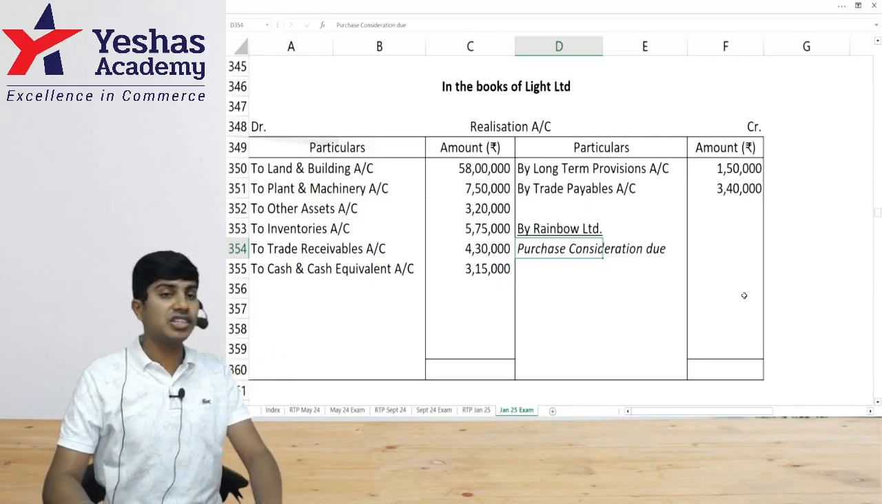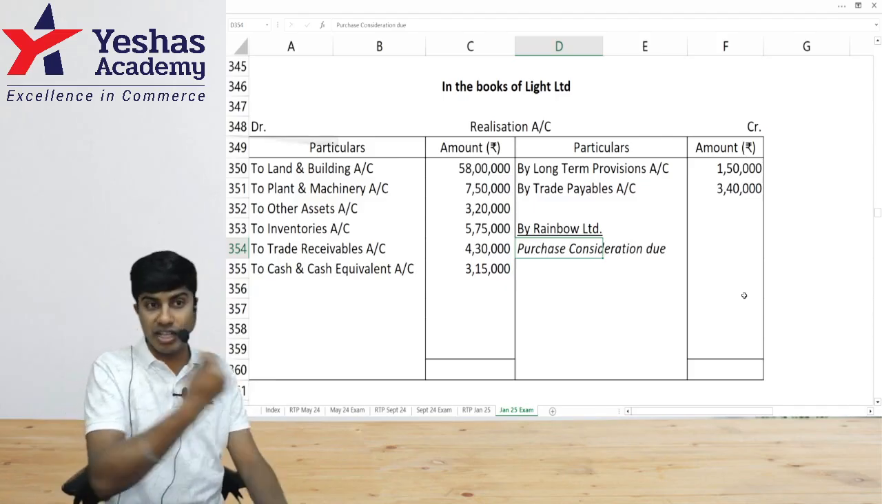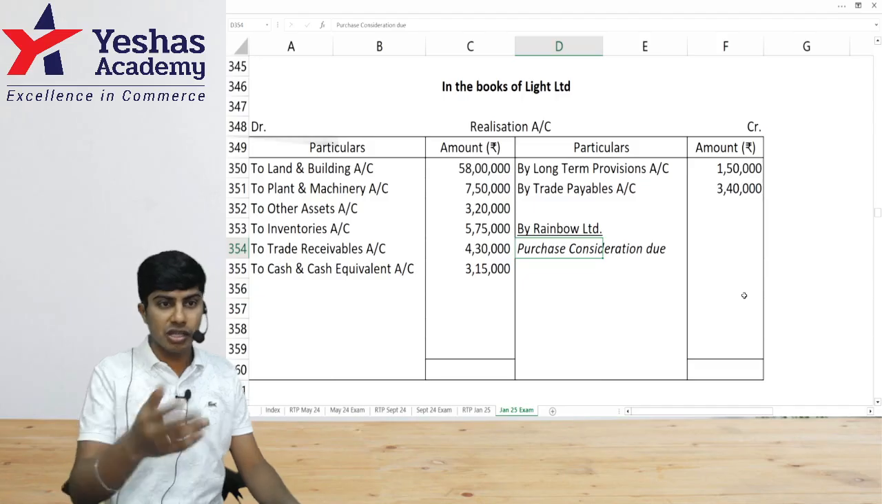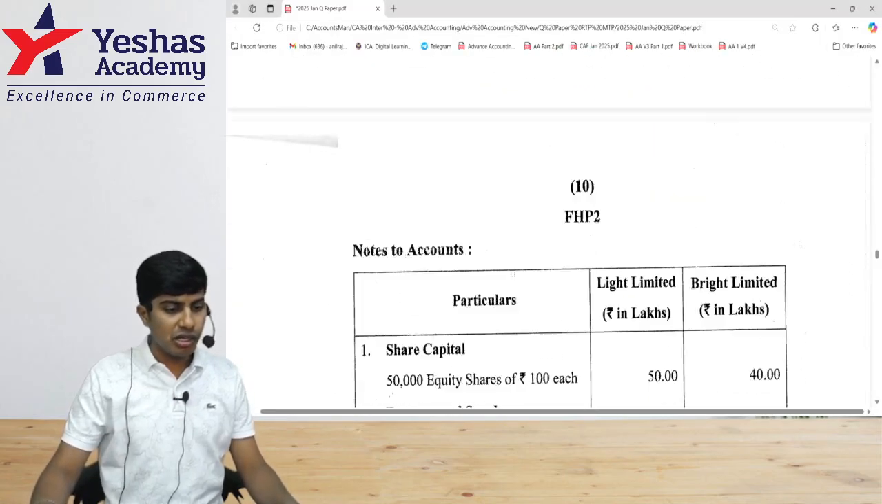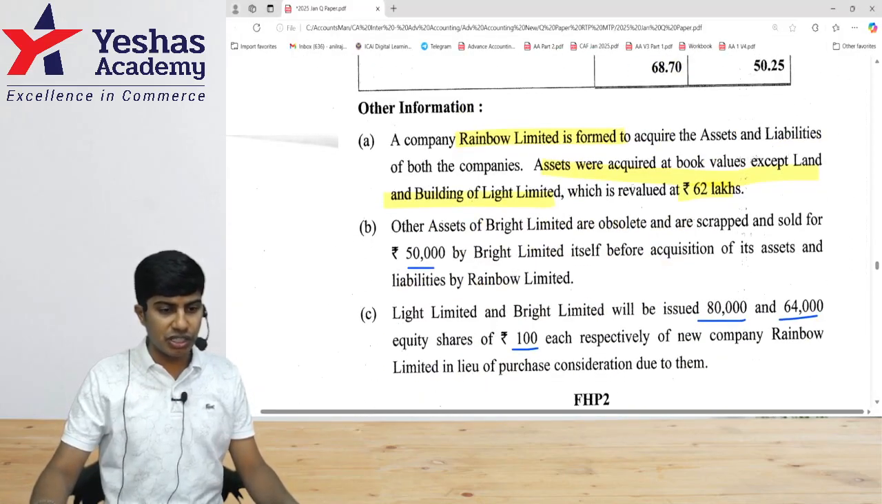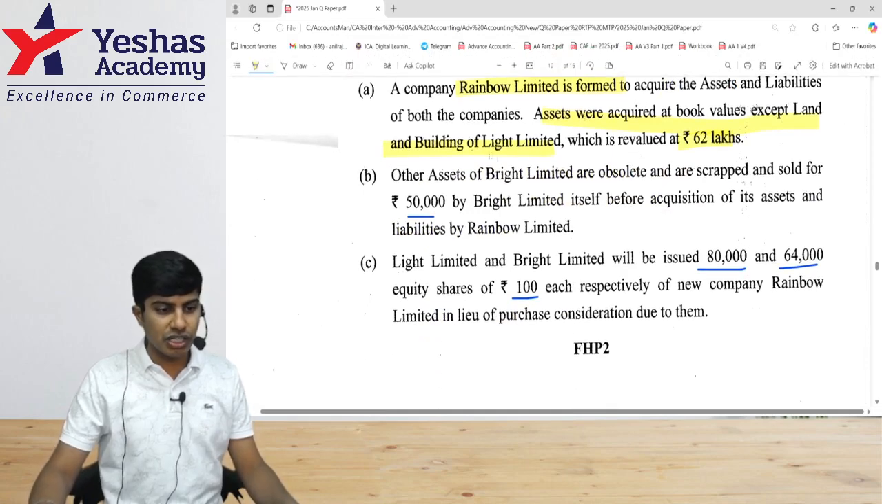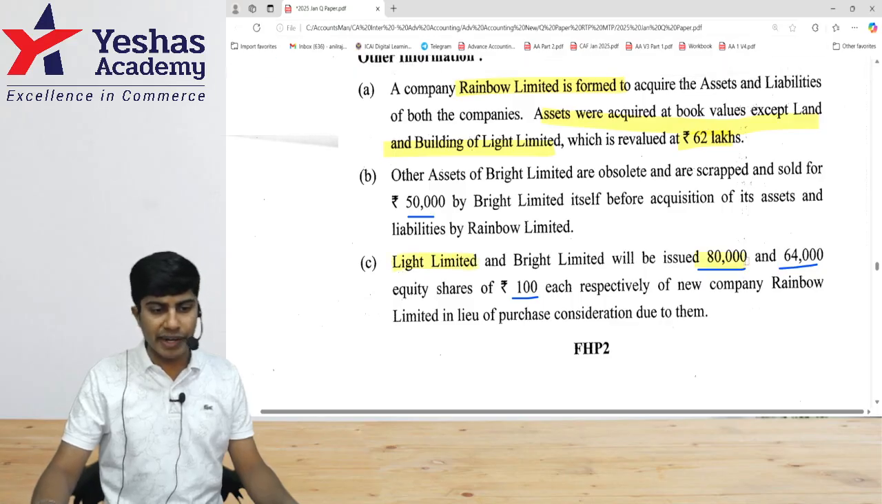If you remember the story: packing, giving, collecting, end of the problem. I will write here purchase consideration due. We are giving the box. We are expecting the PC. How much is PC? It's given in the question. Come here. They've told the purchase consideration is 80,000 shares to Light Limited, 64,000 shares to Bright Limited.